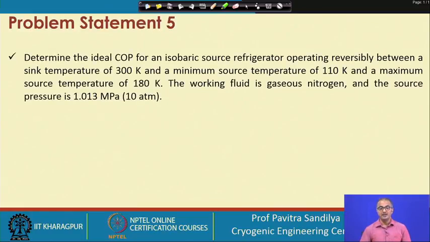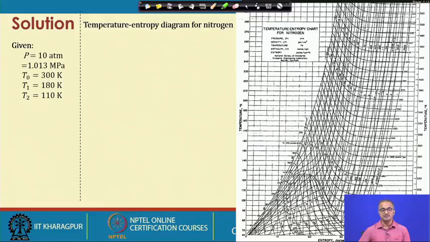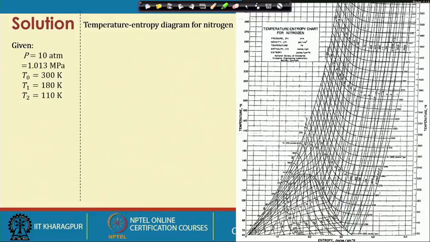Next problem, we have to find the ideal COP, that is the coefficient of performance, again for an isobaric source refrigerator, which is operating reversibly between a sink temperature of 300 K and a minimum source temperature of 110 K and maximum of 180 K. In this case, the working fluid is gaseous nitrogen, at a pressure of about 10 atmospheres. So, with this information, we have to find out from the temperature entropy diagram, and please understand here we are not assuming any ideality.